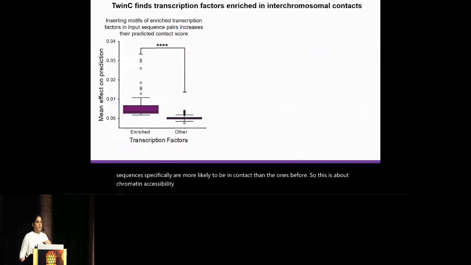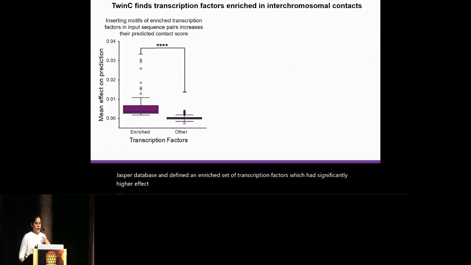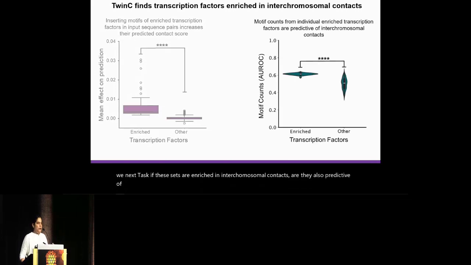Next, we wanted to ask specifically which transcription factors are implicated. So we repeated these experiments for 831 transcription factors for humans from the JASPAR database, and defined an enriched set of transcription factors which had significantly higher positive effect on prediction than other transcription factors. And using this set, we next ask if these are enriched in interchromosomal contacts, are they also predictive of interchromosomal contacts? So we designed a very simple motif count predictor.